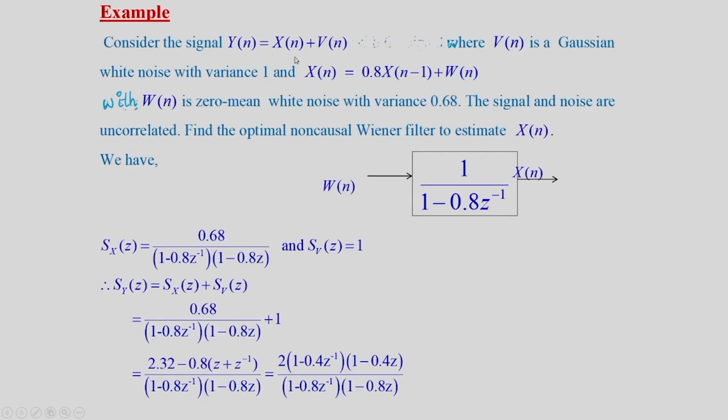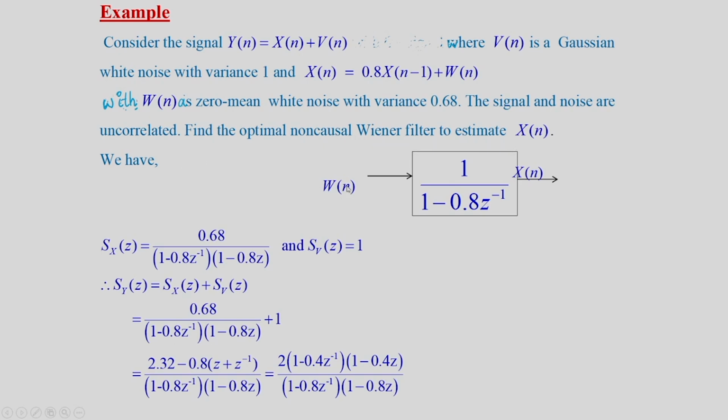Consider the signal Yn equal to Xn plus Vn, where Vn is a Gaussian white noise with variance 1 and Xn is equal to 0.8 Xn minus 1 plus Wn, with Wn as 0 mean white Gaussian noise with variance 0.68. The signal and noise are uncorrelated. Find the optimal non-causal Wiener filter to estimate Xn. So, we have the observed signal model, signal plus noise variance is given and signal model is given. Therefore, we can find out the optimal non-causal Wiener filter to estimate Xn.